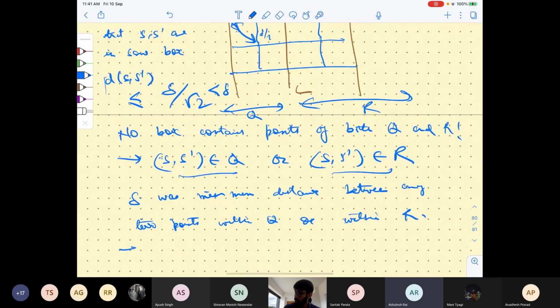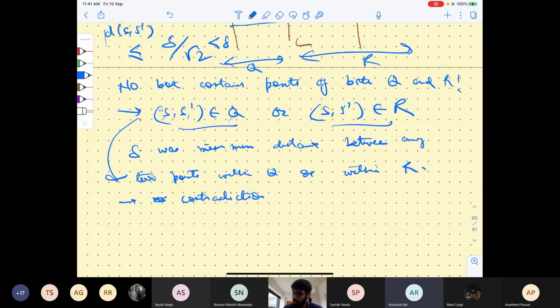Right? So this is also not possible. So this also leads to a contradiction that S, S prime belong to Q. So basically S, S prime cannot belong to Q, one not and one belong to R. That is not possible. Both belonging to Q is not possible. Both belonging to R is not possible. So what can we conclude from this? Each box has at most 1 point.